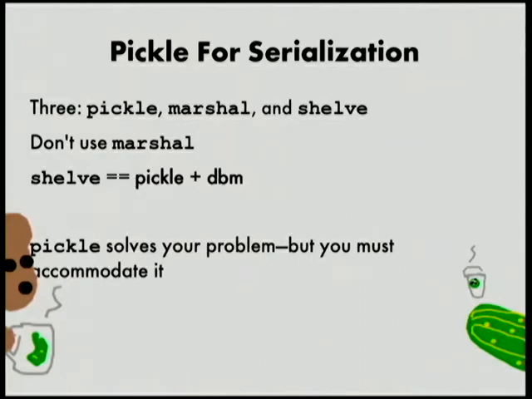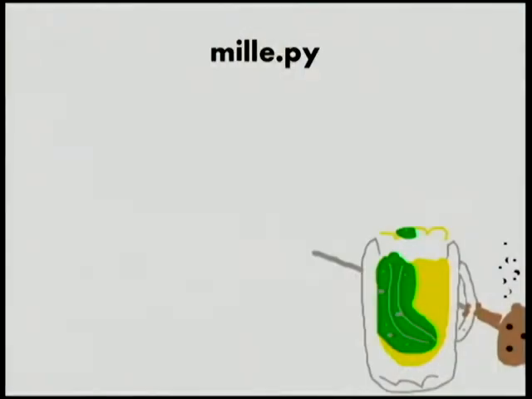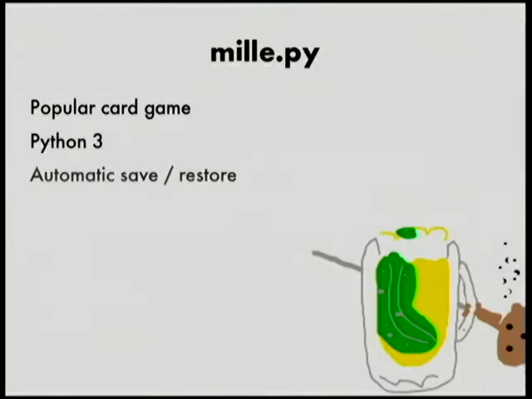However, Pickle will solve your problem for you, but it has its own way of working, and you kind of have to mold your program around it a little bit. And this talk is just to go over the things that I learned doing that with my own project. My project, very quickly, is called Meal.py. It's an implementation of a popular card game in Python, Python 3 actually, and I wanted to automatically save and restore its own internal state.